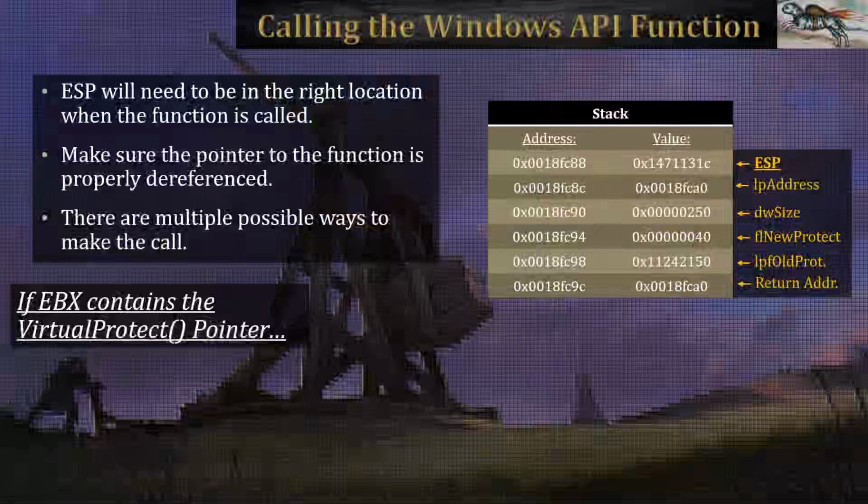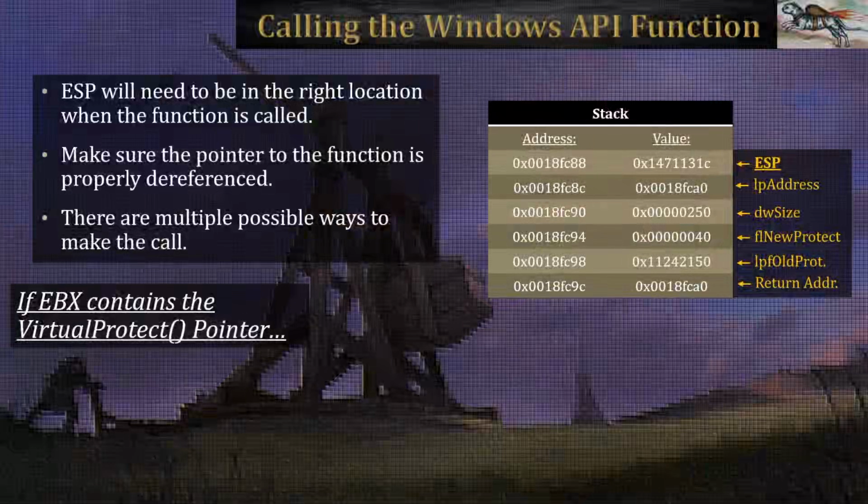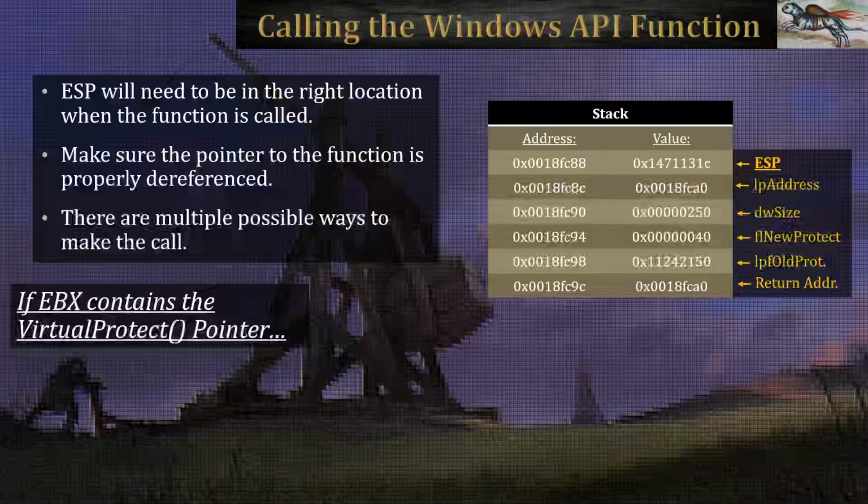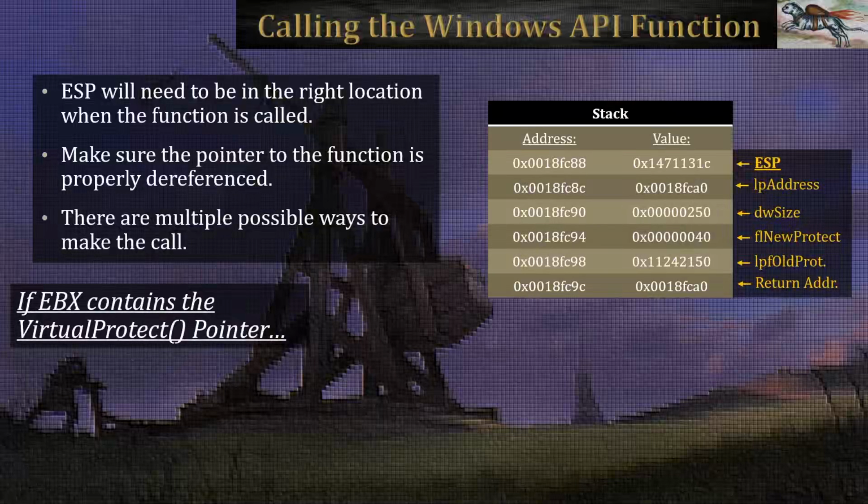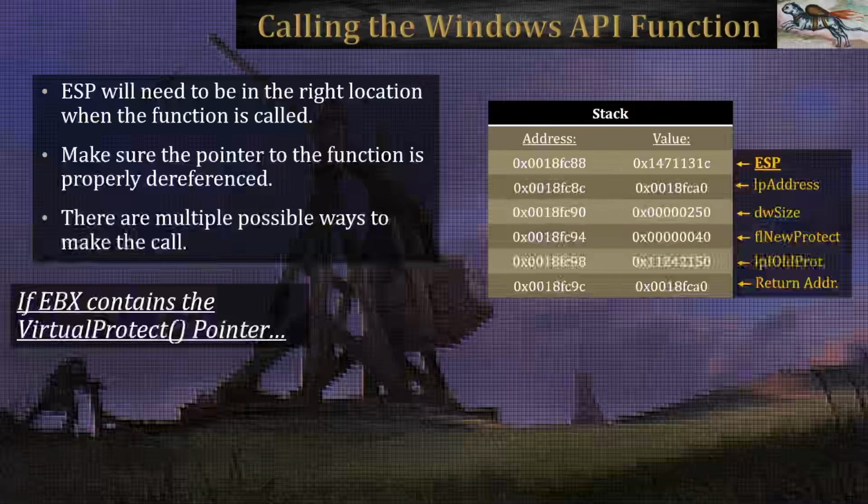After setting up all of our parameters, we're going to call our API function to overcome DEP. We will need to pivot ESP to the beginning of all of those parameters to make sure we are using the correct values. There's multiple ways in order to actually dereference the pointer and make the call once we're ready.